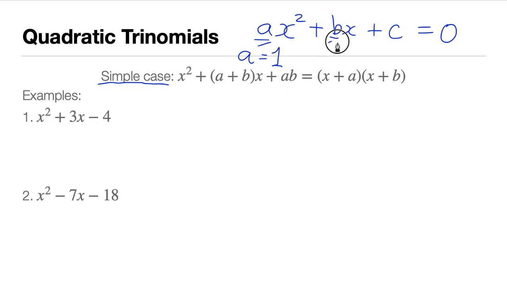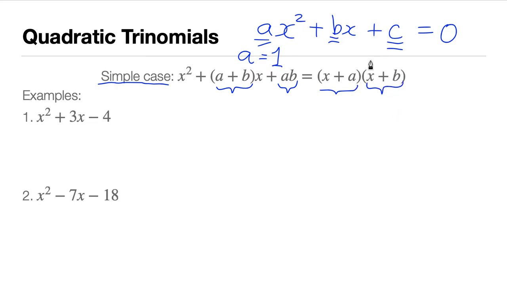Our b, our second coefficient, will be the sum of two numbers, and our c, our last coefficient, our constant term rather, will be the product of two numbers. As you can see, the numbers here are common. We have the a plus b, and the a times b, because they will be separated in this way. We have the first grouping, which is x plus a. Notice the x is written because it's x squared. And in our second grouping, we have x plus b.